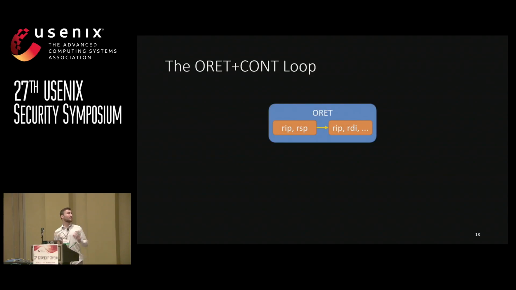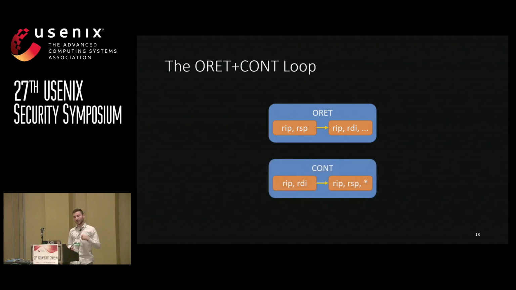Take the ORET primitive. You need control over the instruction pointer, so that's control flow hijacking, and you need control over the stack. And when you have that, you can control the instruction pointer again, and you can control some registers. And one of those registers is RDI, which is the first argument register. The continue primitive needs, again, control of the instruction pointer and control over the first argument, and gives you control over the whole CPU context, including the instruction pointer and the stack.